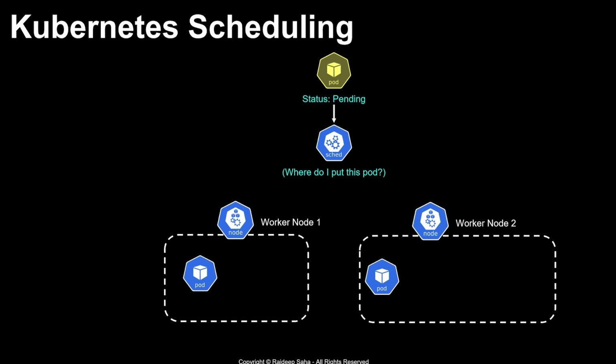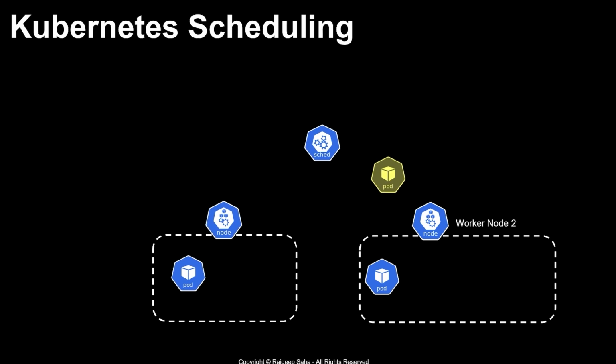Let's say in this case, there are two EC2 worker nodes, worker node 1 and worker node 2. Worker node 2 is a bigger worker node with more capacity available. And then a pod goes to pending. And then the kube-scheduler thinks about what is the best node to put this pod on.